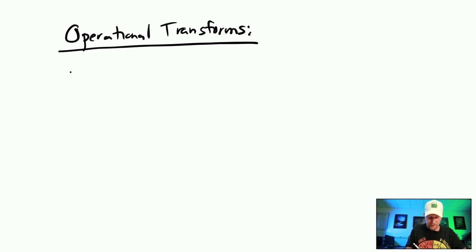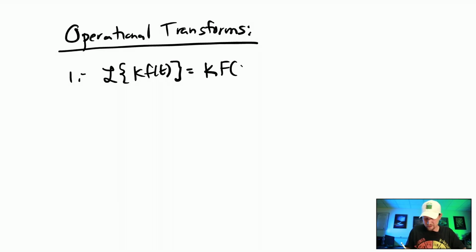And one of the things that we found was that if I took the Laplace transform of a constant times a function, then this is the same thing as finding the Laplace transform and just taking that constant out. This is the multiplication of a constant. We also want to take a look now at addition and subtraction.